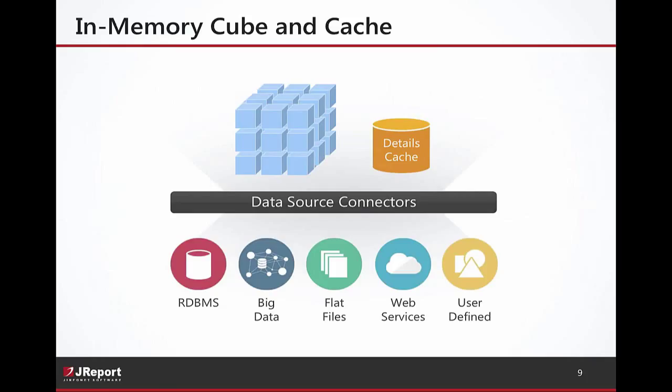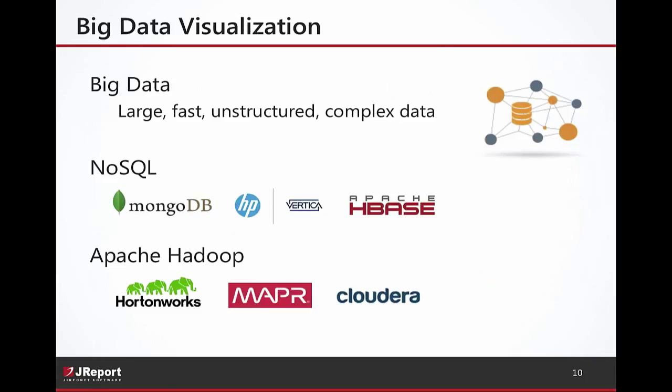All right, so moving on to big data a little bit more. I'm not going to describe exactly what big data is, but to summarize, it's large, fast, unstructured, possibly semi-structured, complex data. Commonly used storage methods are NoSQL databases like the document-based MongoDB or a column-based HP Vertica database, or the Apache HBase, which is part of Apache Hadoop. And you have different types of Hadoop vendors that are storing big data and allowing retrieval of big data, Hortonworks, MapR, and Cloudera. So we've built different connectors to each of those.